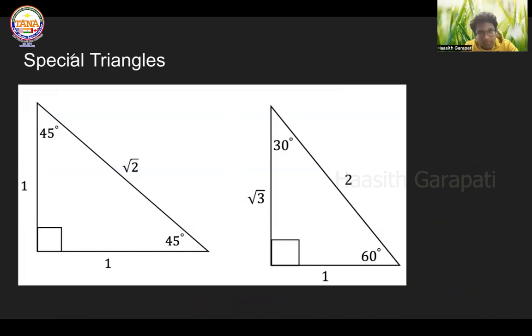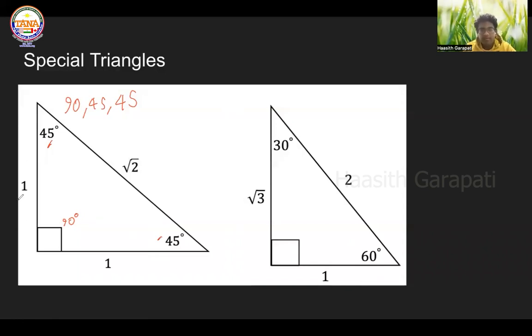Okay, now another important concept is special triangles. In trigonometry, there are two main triangles that have special properties depending on the values of their angles. The first one we're going to talk about is the 90, 45, 45 triangle. As the name implies, it's a triangle that has a 90-degree angle and two 45-degree angles.